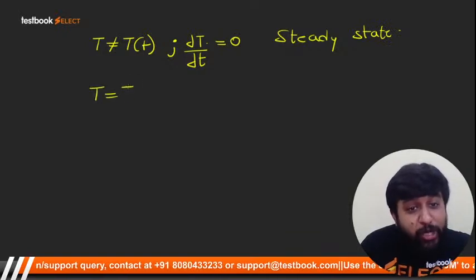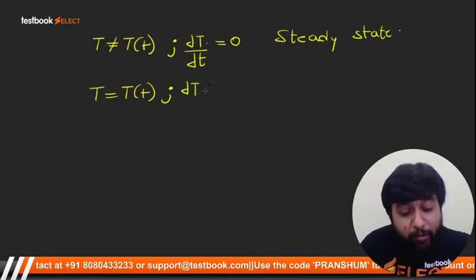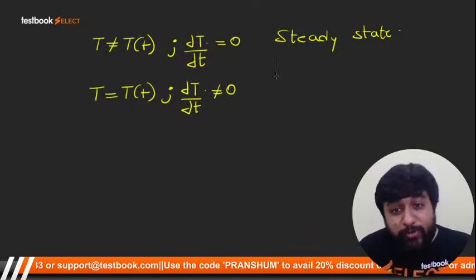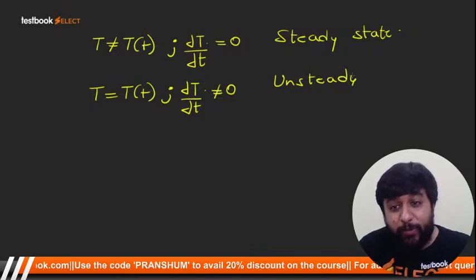And when temperature is a function of time, so temperature is changing with time, this derivative will become non-zero. So this will be unsteady state. This is going to be unsteady state.